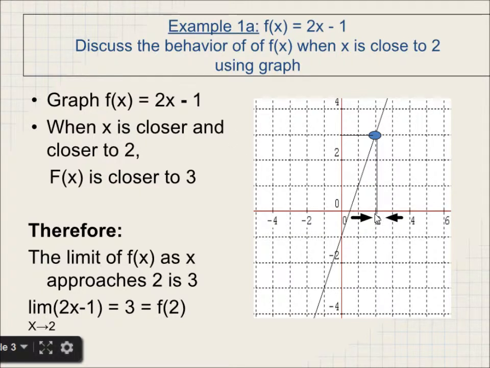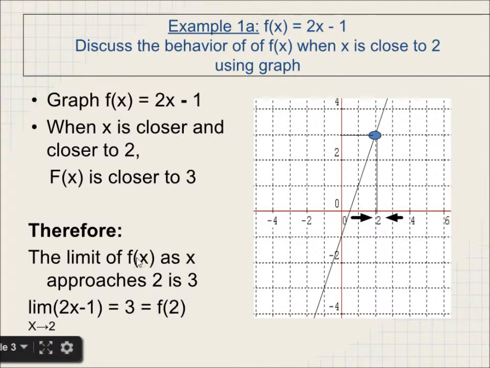So when x is 2, this function is close to 3, because on the y-axis this is 2 and this is 3, this is 4. So y is closer to 3. Therefore, the limit of f(x) as x approaches 2 is 3. So that's how we calculate. When we write the limit notation, approaching is with the arrow: x approaches 2, the limit of 2x minus 1 will be 3.